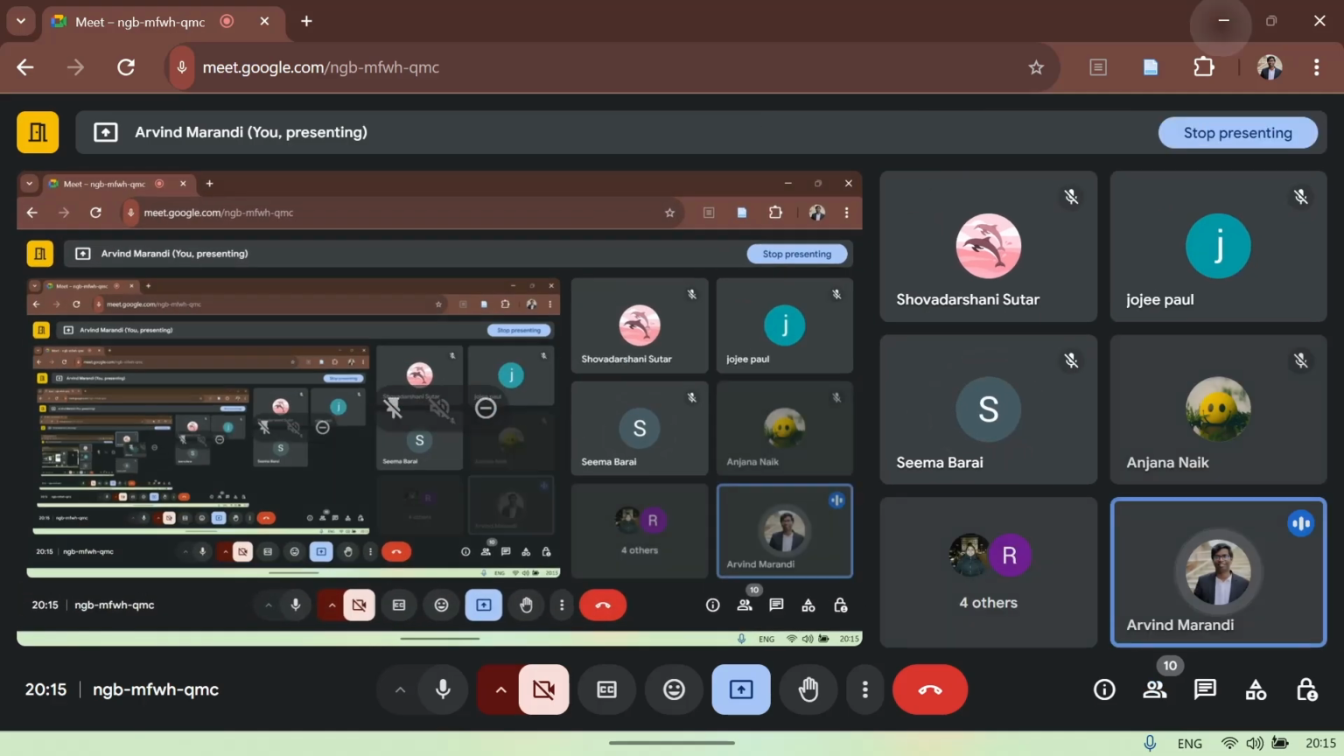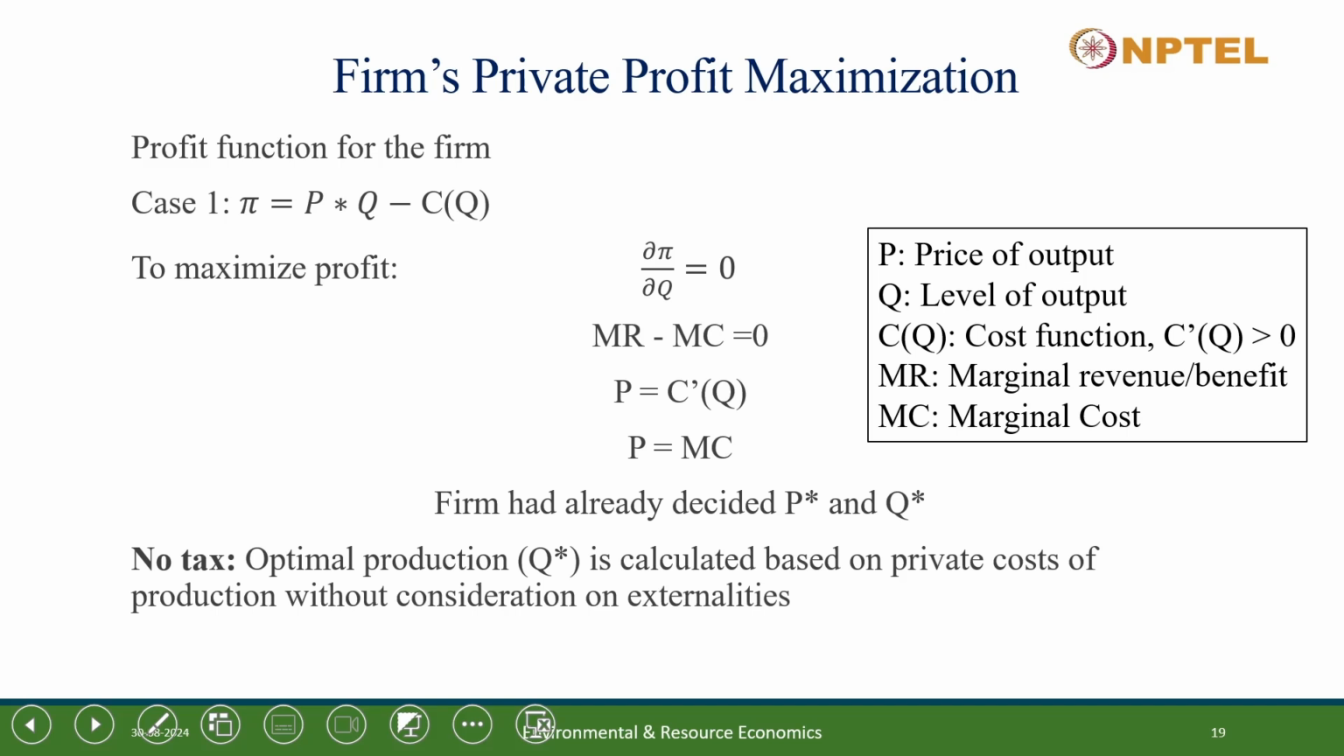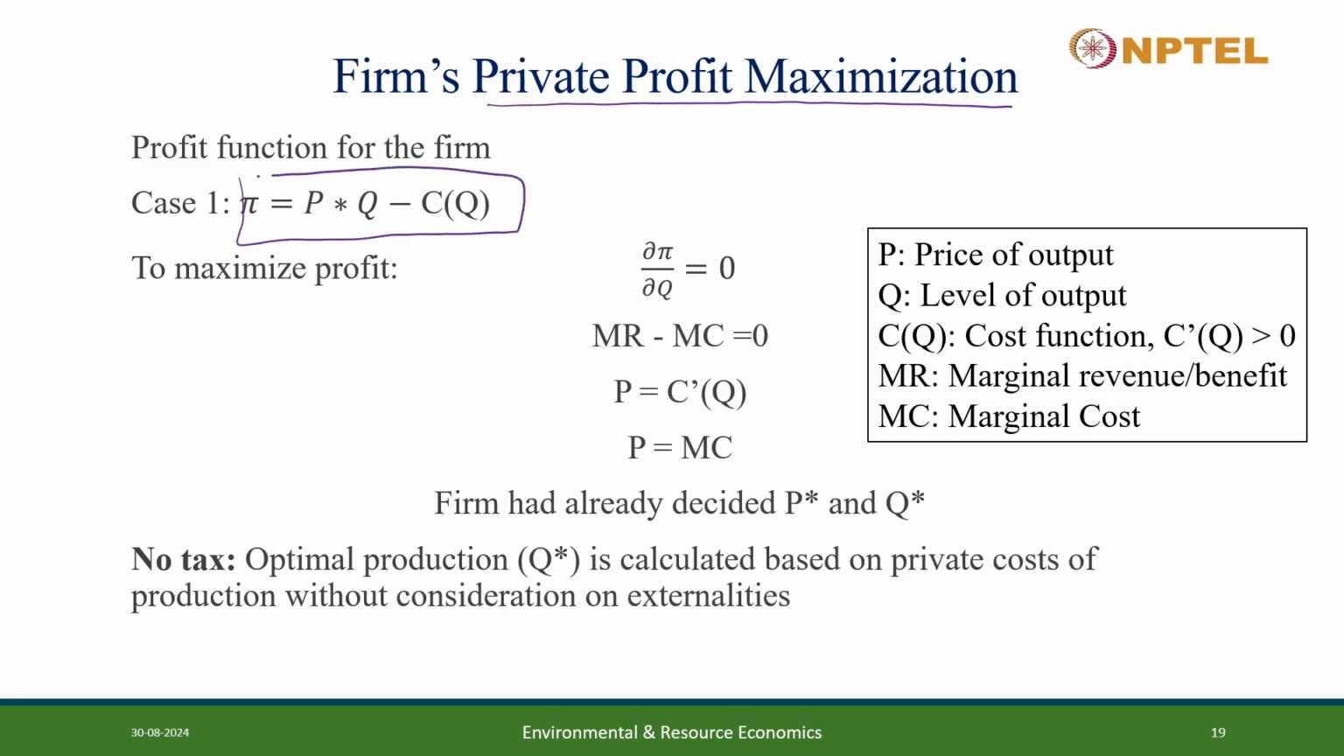Okay. So I'll continue with the concept. We are talking about the incentive design in which the emission tax is being levied. Now we will look into two cases. Let's say firms' private profit maximization. If a firm tries to maximize its profit without considering the externality it is imposing on the environment, then their profit function looks like this, right?